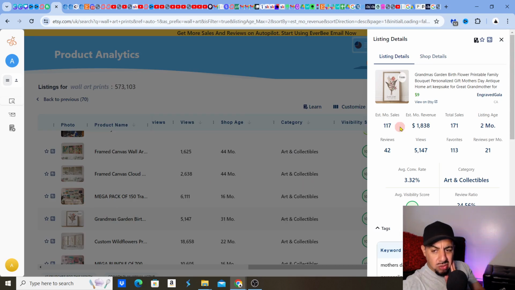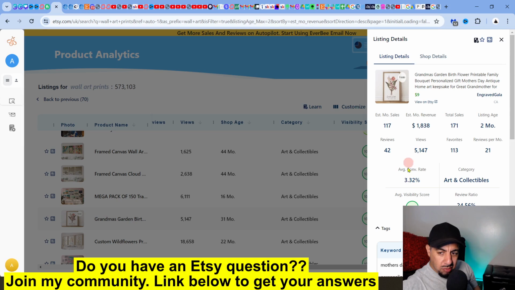Okay, this one's a golf map. So clicking this one obviously is making 1,838. This grandma garden birth flower printable bouquet personalized gift Mother's Day. Now, there are many fantastic keywords there which I know of. A conversion is 3.32. Got 171 sales in the last 2 months and it's making 1,838.